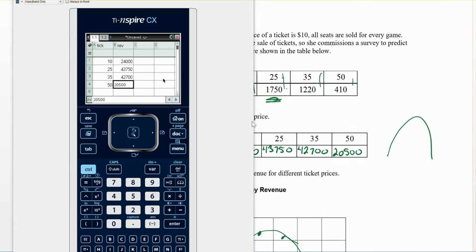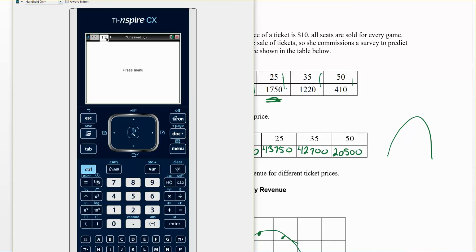We need to turn that data into an actual graph. So what we're going to do, you can see right here on your calculator, it says plus page, which means add another page. Up here, these are the pages, right? I've got a blank page here. I don't really care about that.